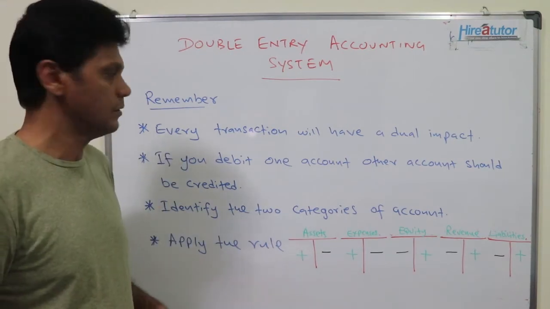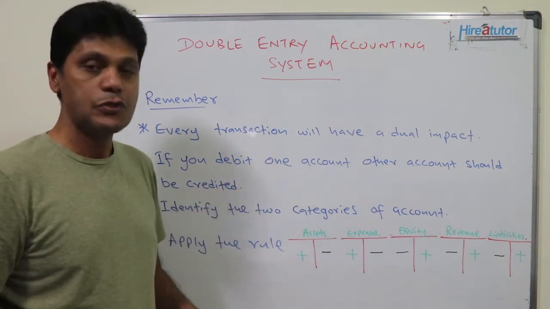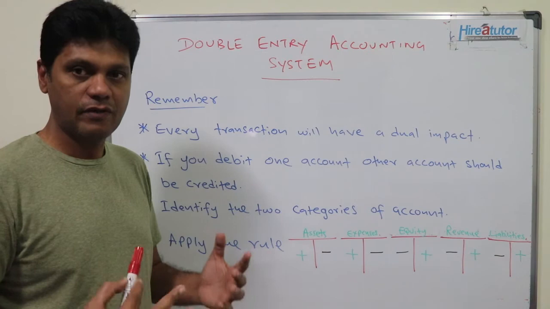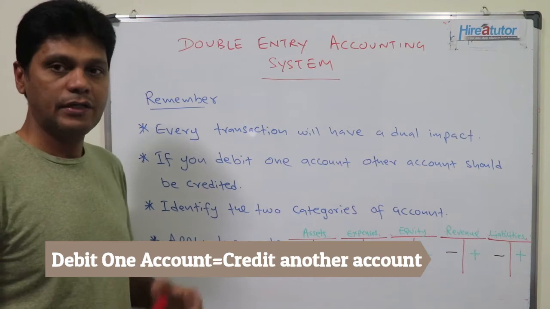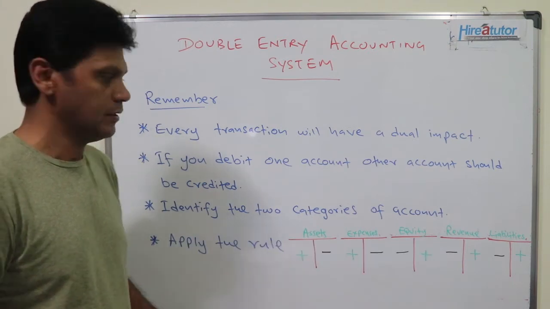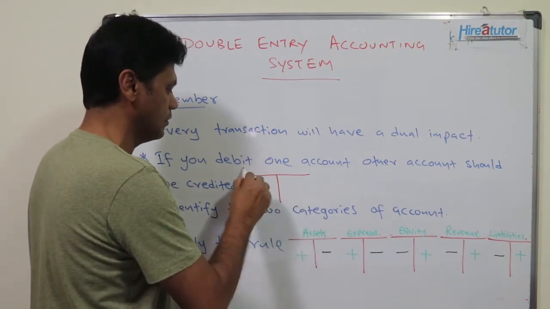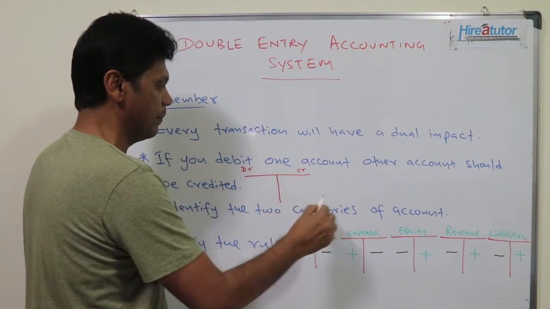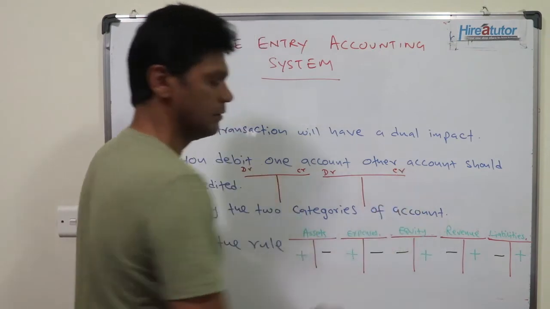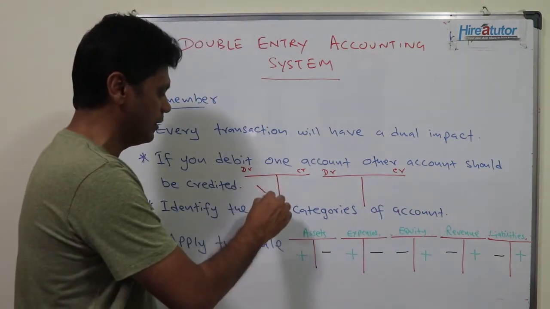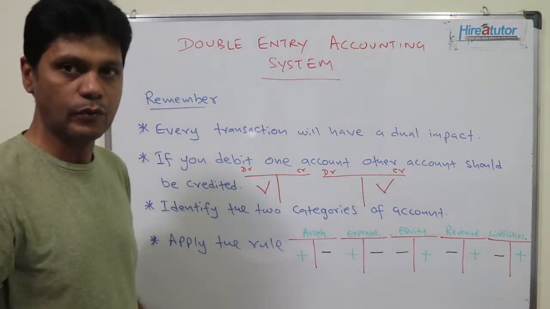First and foremost, you should know that every transaction will have a dual impact. And if you debit one account, the other account should be credited. So what is the rule? If you debit one particular account, the other account should be credited. So if you debit this side, the other account should be credited. This is the basic rule.